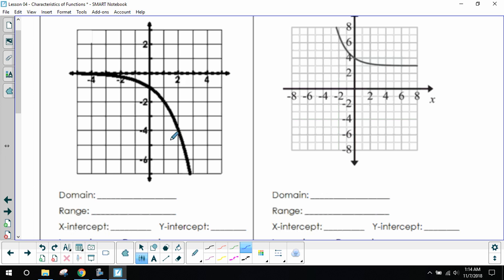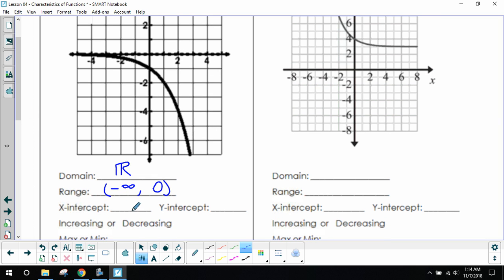Again, most of these are going to be all real numbers for domain. Range, how low did you go? Negative infinity. How high did you get? 0. Again, parentheses for those. X-intercept, technically it's not going to cross the x-intercept in A. Y-intercept, I'm going to argue it's a -1. So, 0, -1.